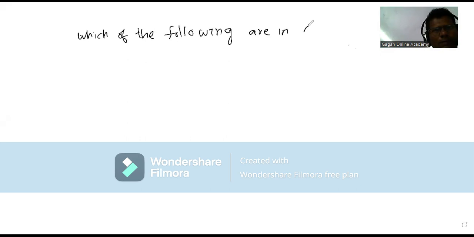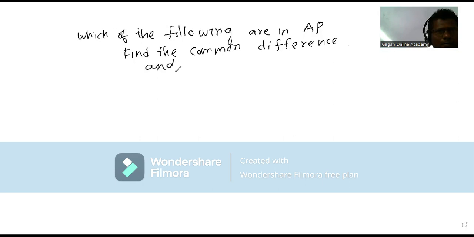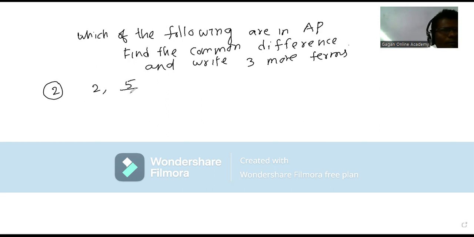Which of the following are in AP? Find the common difference and write three more terms. This is the second question from your book, Roman 4: 2, 5 by 2, 3, 7 by 2.